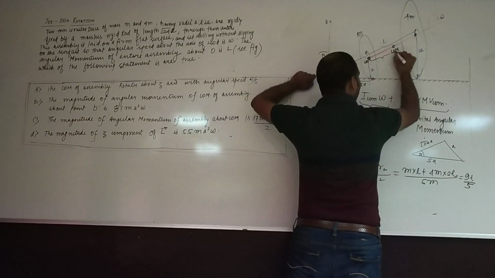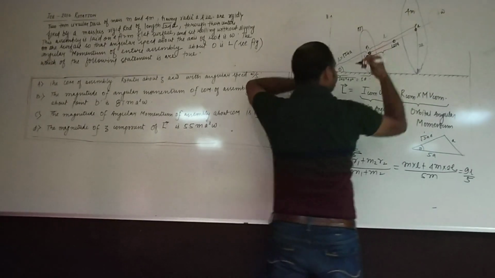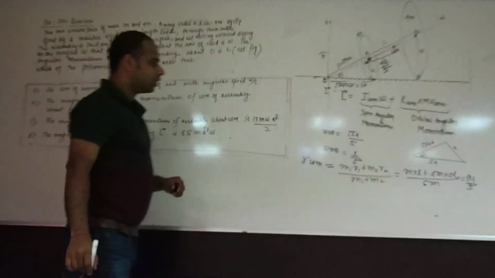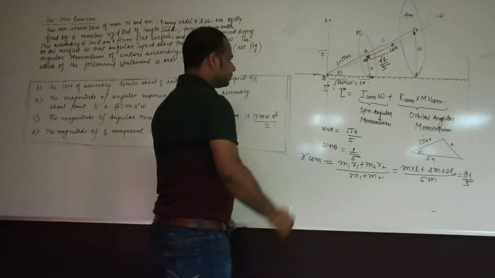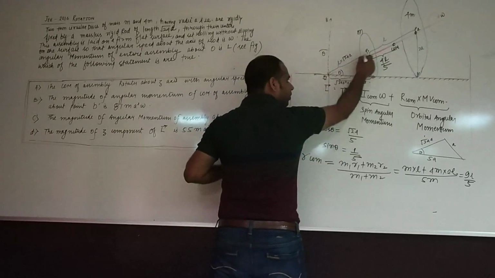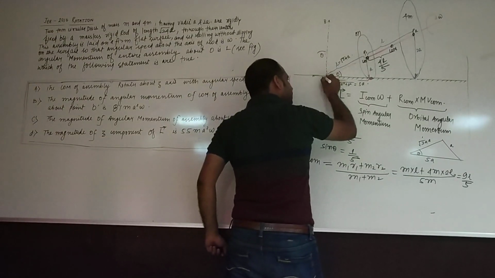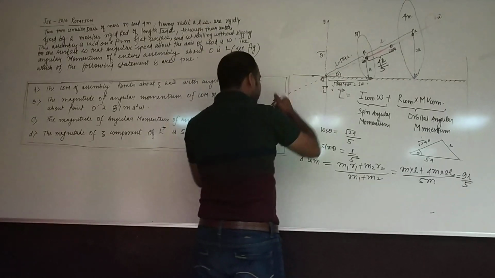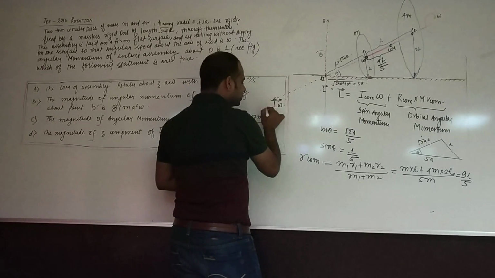However, its distance from the center of the smaller disk, let's call it P1, and the other disk center as P2, will be 4L by 5. So we have this information readily available. In this case, the spin angular momentum will be about the axis about which it is spinning. Let's denote it by L suffix omega. This is giving us the spin angular momentum.